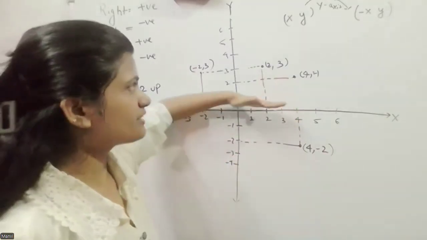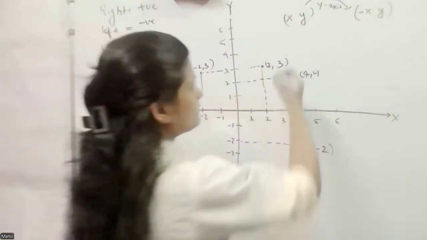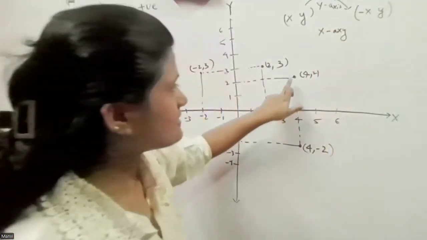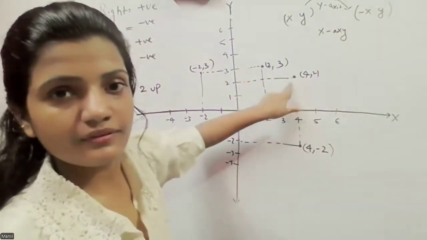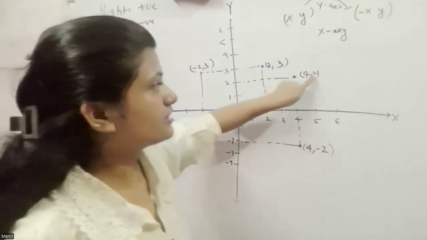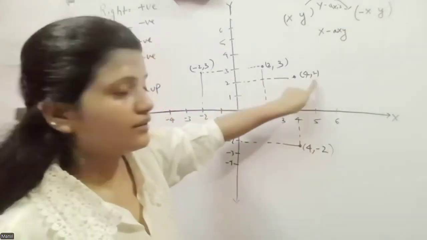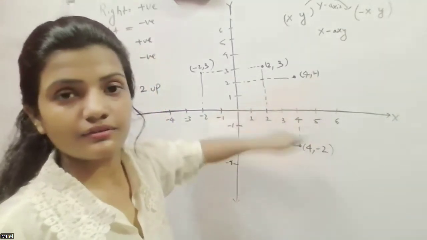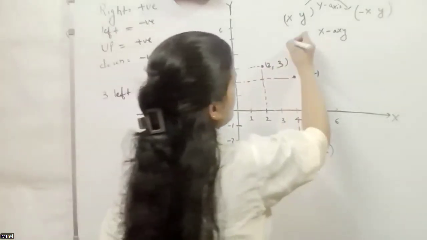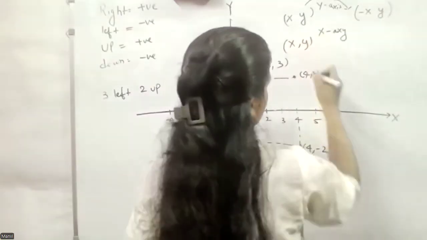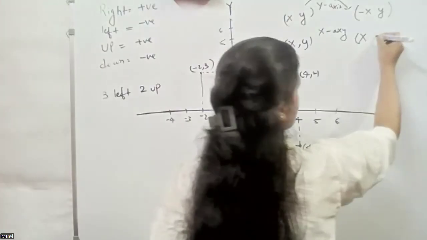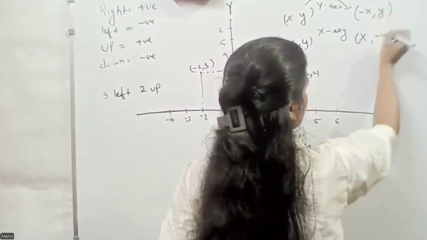So whenever a point is reflected in the x-axis, the value of x stays the same. Right? And what do we need to change? The sign of the value of y. Right? So when we reflect in the x-axis, the value of x stays the same. We need to write x as it is. And in y, we just need to change the sign. Okay?